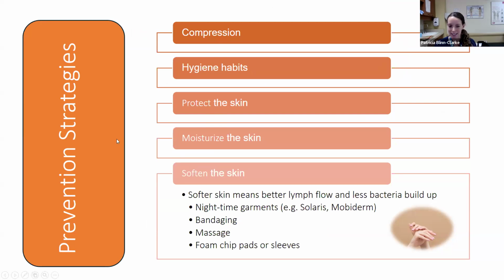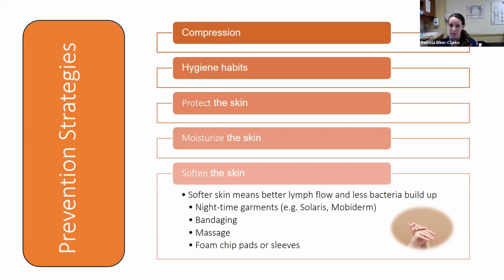Next is softening the skin. How is this different from moisturizing? So when I talk about skin softening, I'm referring to people who sometimes, when you've had lymphedema for a while, the skin can get kind of firm or hard. And because 80% of our lymphatic system sits just underneath the skin, if that skin is really dense, the lymph just doesn't circulate as well. So there are strategies for softening that.